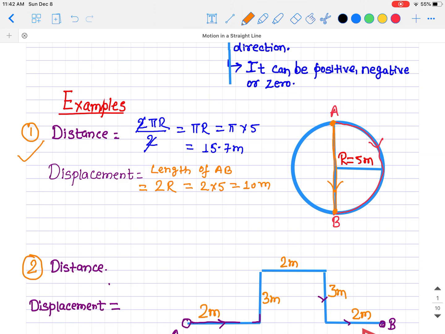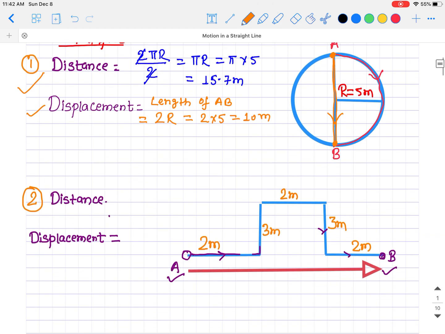So we have calculated distance and displacement, and look at the numbers. The distance is 15.7 meter and the displacement is 10 meter. So the distance in this case is greater than the displacement.